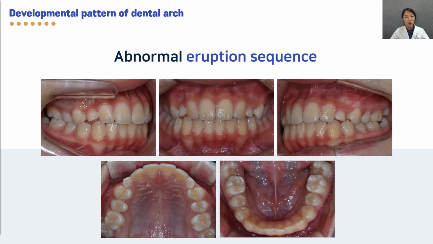This patient was 13 years old and the permanent dentition was completed except for both maxillary canines. We can see the over-retained maxillary primary canines and they didn't show any physiologic mobility, which is usually seen at the exfoliation stage. Sometimes, even though there is no abnormal eruption sequence clinically, we need to take a panoramic radiograph to detect any problems in mixed dentition.